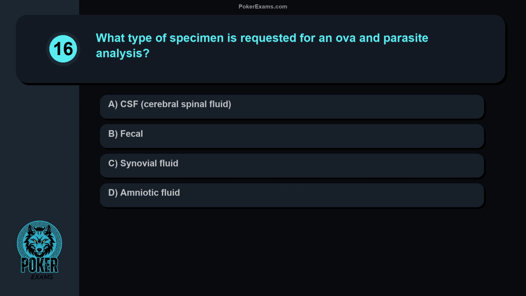Question 16. What type of specimen is requested for an ova and parasite analysis? CSF, cerebral spinal fluid, fecal, synovial fluid, amniotic fluid.